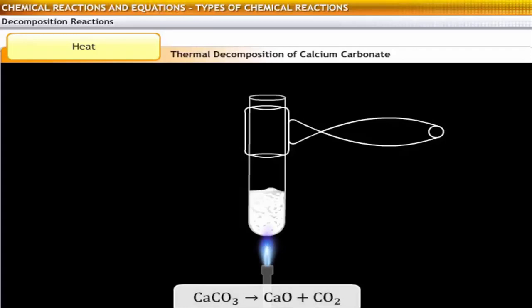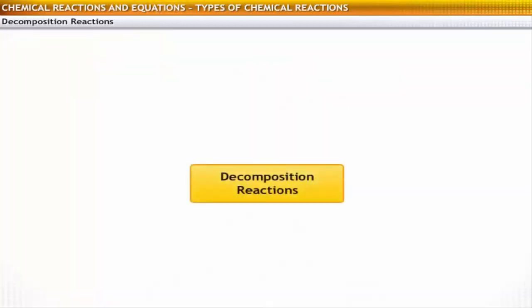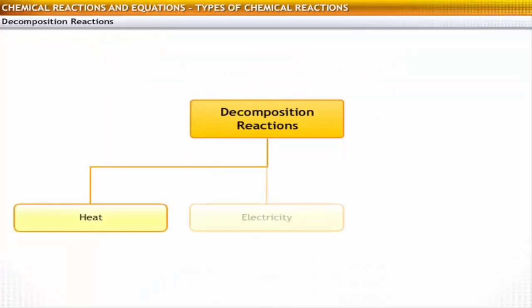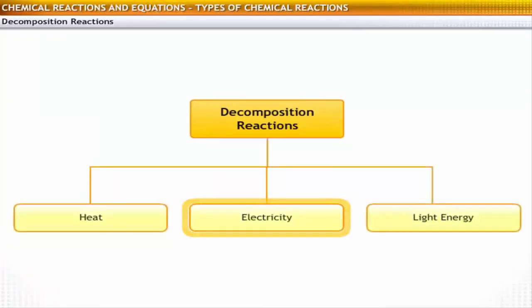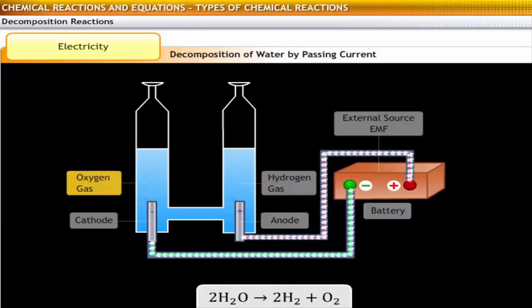Decomposition through the action of heat on a substance is called thermal decomposition. For example, calcium carbonate on thermal decomposition gives calcium oxide or quicklime and carbon dioxide. Decomposition of a substance by passing a current through it is called electrolysis. For example, when electric current is passed through acidified water, it decomposes to give hydrogen gas and oxygen gas.